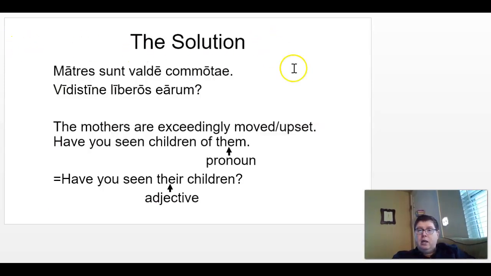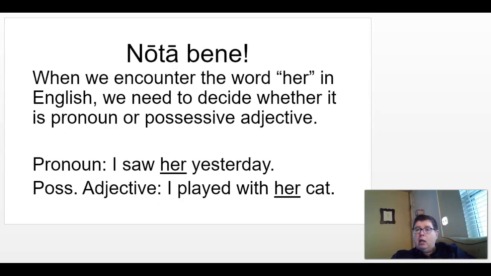So if we go back up briefly to this sentence, notice how, have you seen the children of them? Earum refers back to the mothers. The gender of the possessor here is the determining factor for which form of the pronoun we use. Whereas when we use possessive adjectives, it was the gender, number, and case of the noun it modified that was the determining factor.